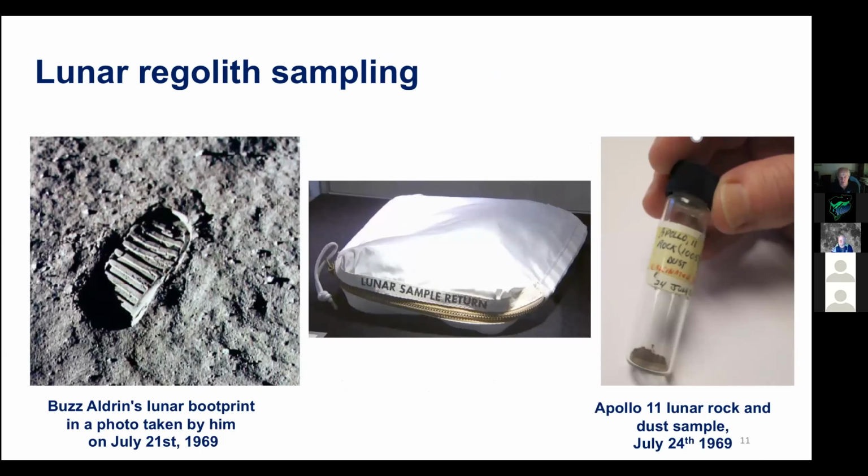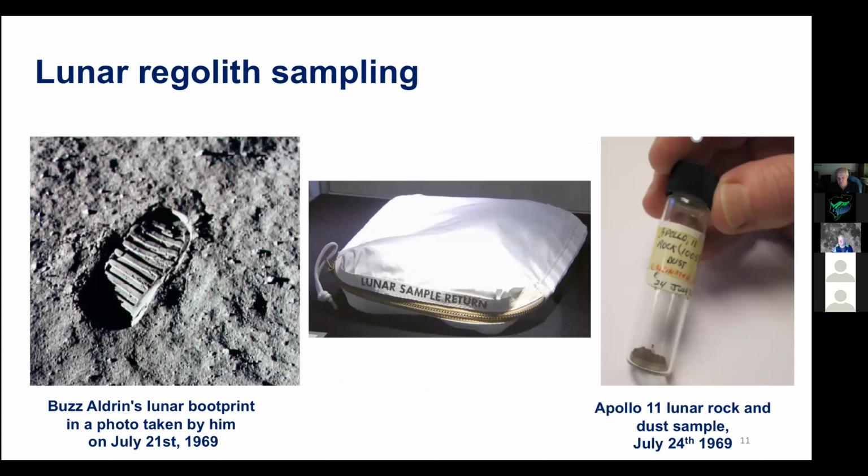And of course, lunar regolith sampling is one of the things that all of the astronauts did throughout the missions. That was part of the reason for going to the moon in the first place. And this is Buzz Aldrin's lunar footprint. That is probably one of the best known images in the world, taken by him in 1969.